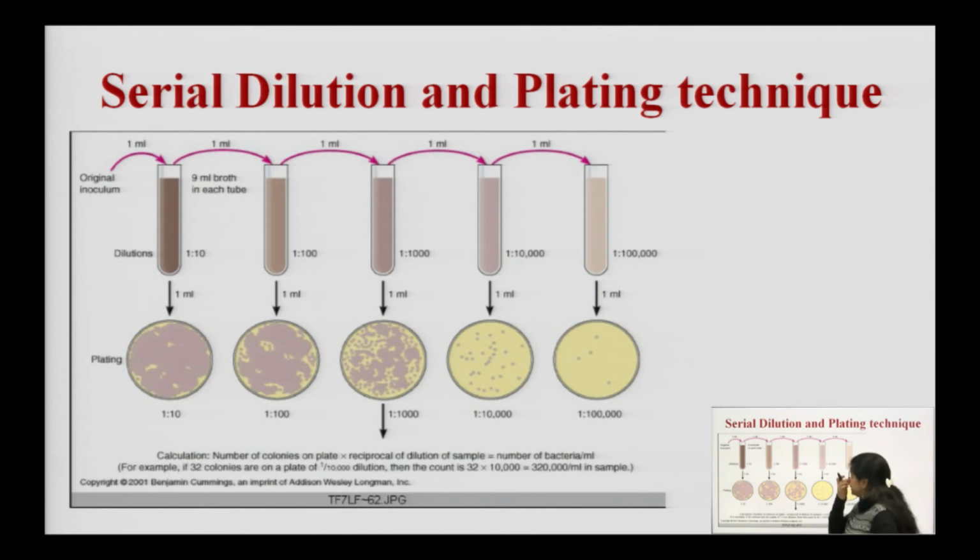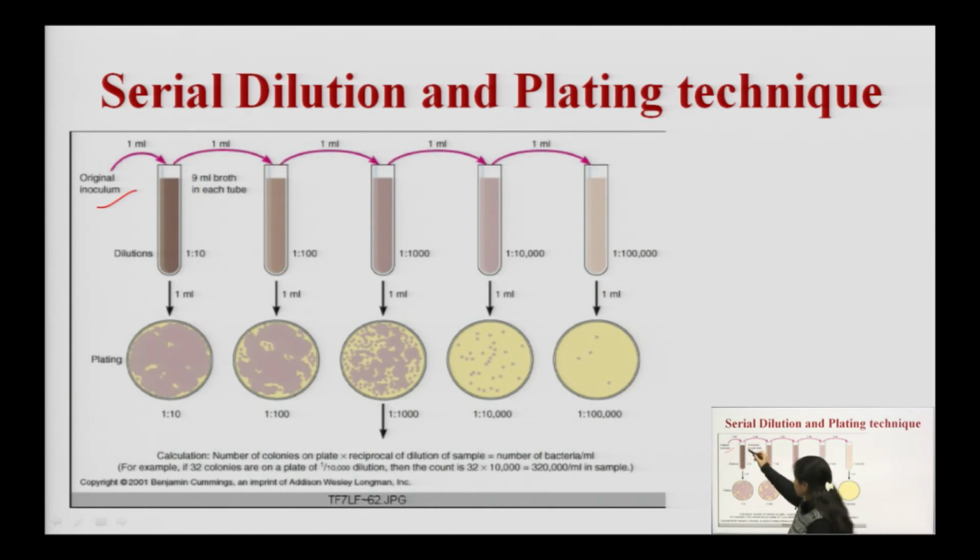As you can see in this serial dilution and plating technique, what will happen? We have done in our previous lectures what we mean by serial dilution and what we mean by plating technique. In serial dilution, as you can see, this is the original inoculum, the media in which we want to count the number of viable microorganisms, that is, living microorganisms. What do we need to do?